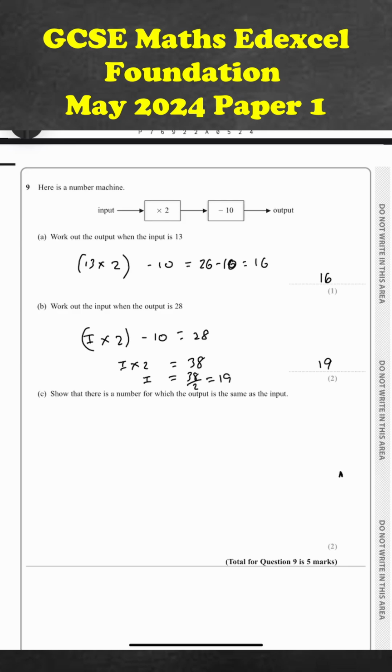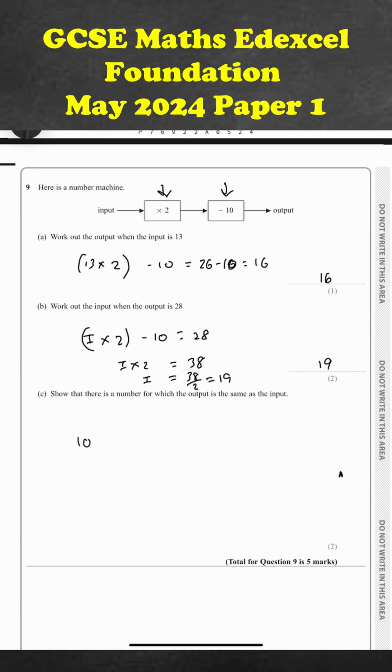And part C, show that there is a number for which the output is the same as the input. So all that needs to show is that when we times by 2, that has the same effect as when we minus 10. So we need a number, an input to go in, that when doubled and then minus 10, we get back what we started.